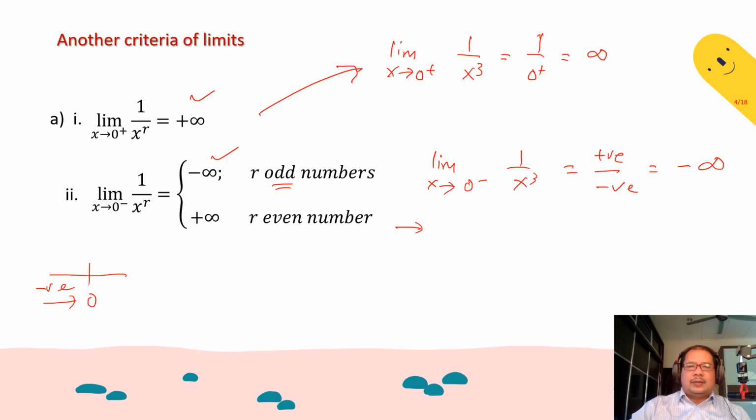Okay, so if r is an even number, let's say limit x approaches 0 from the left, 1 over x to the power of 4. 4 is an even number. 1 is positive. X is a negative value, negative value to the power of 4, you get a positive. So the answer is positive infinity. Positive value dari arah negatif, tapi kuasa 4, you akan dapat positif balik. So jawapan dia positive infinity.